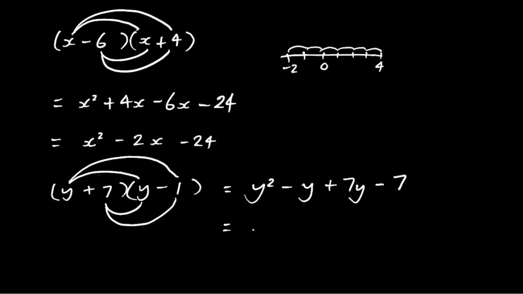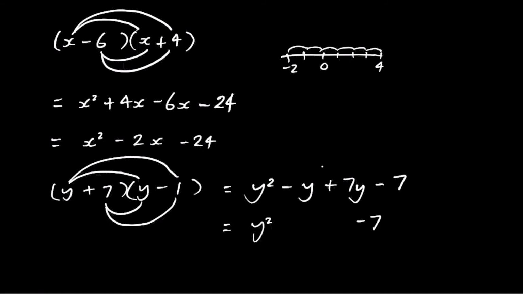Now simplifying, the y squared isn't going to change, the number isn't going to change, that's minus 7 still. And now we're going to combine these two y parts into one. Now this is just minus 1y plus 7y. So again, you can go to a number line if you want to, plot out on a number line and see what you get.